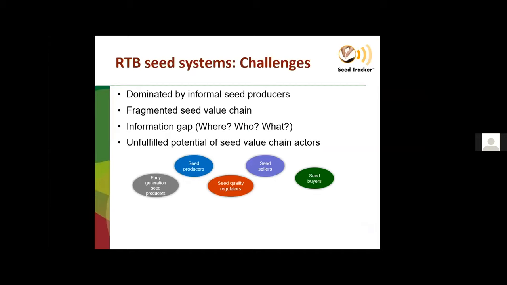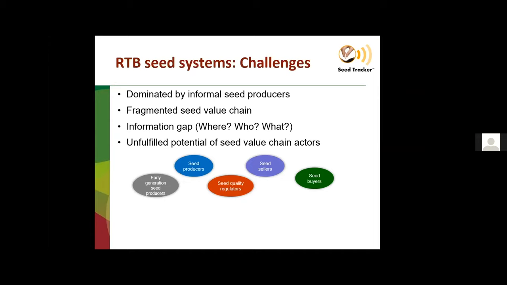Before introducing the tool, I would like to mention some of the key challenges that have inspired the development of Seed Tracker. RTB seed production in sub-Saharan Africa is dominated by the informal seed producers. The seed value chain is disjointed with limited connection between various seed value chain actors. It is not easy to know where the seed producers are, where the seed is being produced, and the quantities of seed produced on an annual basis.